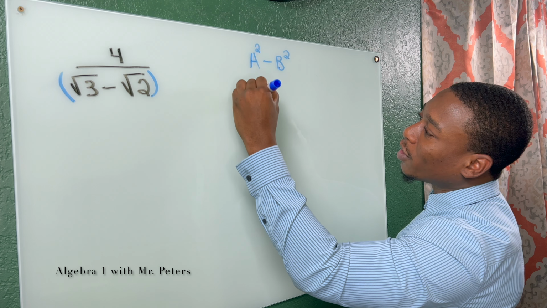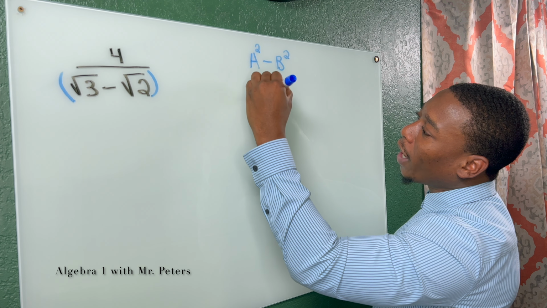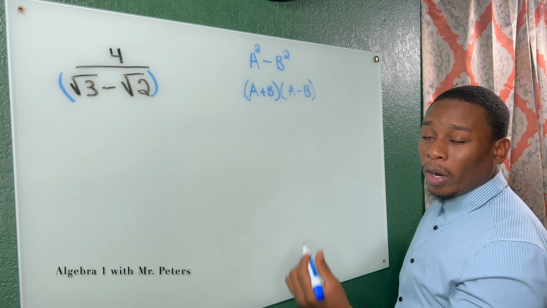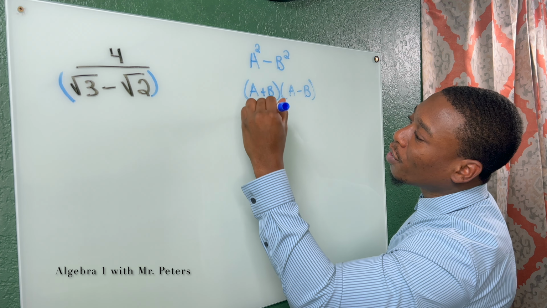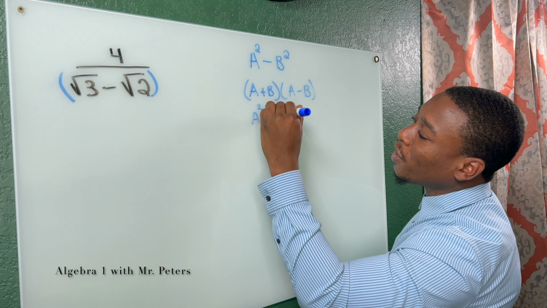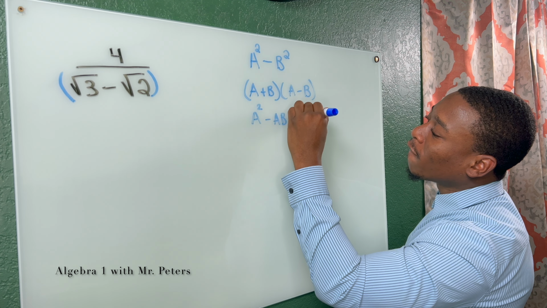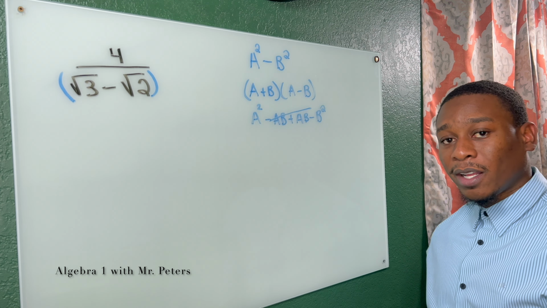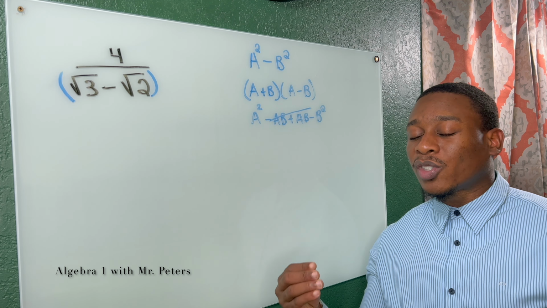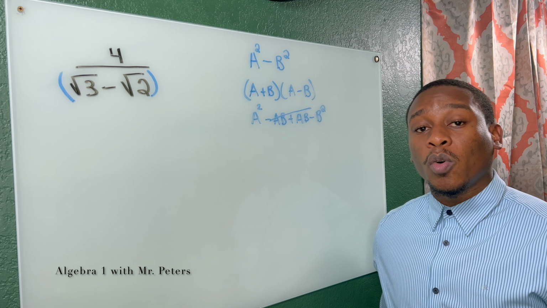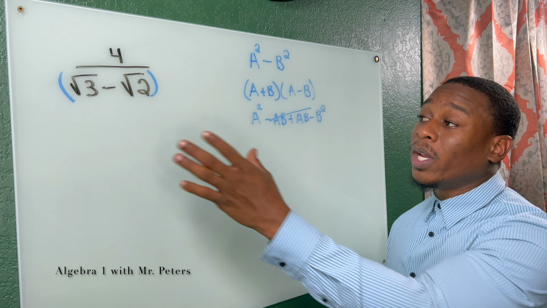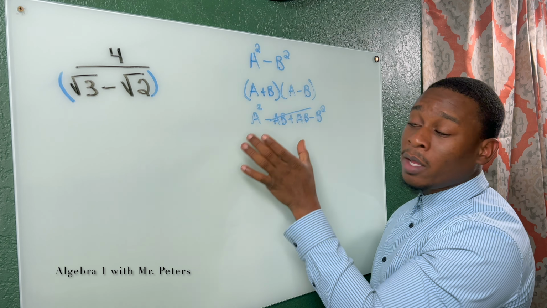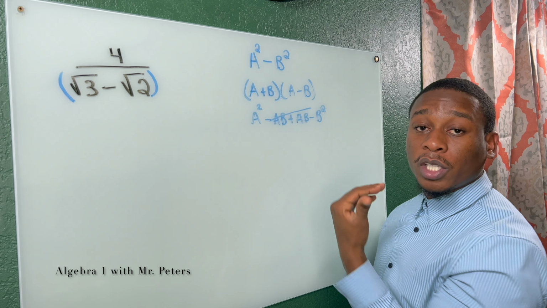When we expand the binomials, if we had a plus b times a minus b, we're going to get a squared minus ab plus ab minus b squared. So basically the middle terms are going to cancel out. And this equation is so important for us, guys, because this is what we use to get rid of our radicals. So this is why the difference of squares is important.